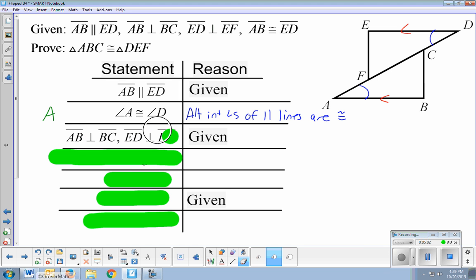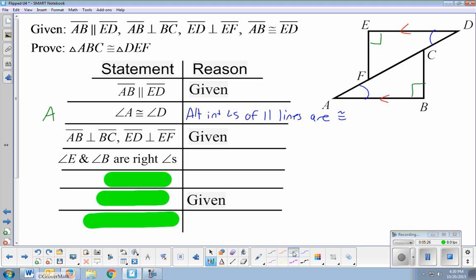The next given was the perpendicular given. This is perpendicular to this, and this is perpendicular to this. It's okay to group those together because they're the same type of given. And what do we get from that? Well, we know if these lines are perpendicular, they form a right angle. And if these lines are perpendicular, they form a right angle. So that means that angle E and angle B are right angles because perpendicular lines form right angles.